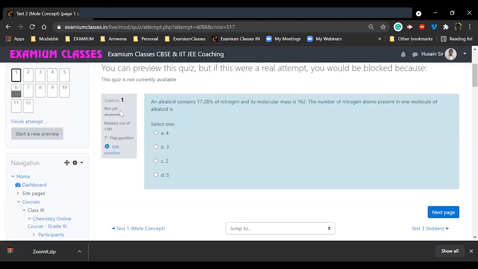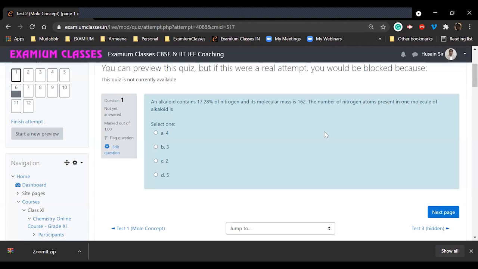So here what is asked? The number of nitrogen atoms present in one molecule. It is in one molecule, not in one mole. So it means you need to calculate in one molecule, not in one mole. And for one molecule, the atomic mass will be 162 U only.